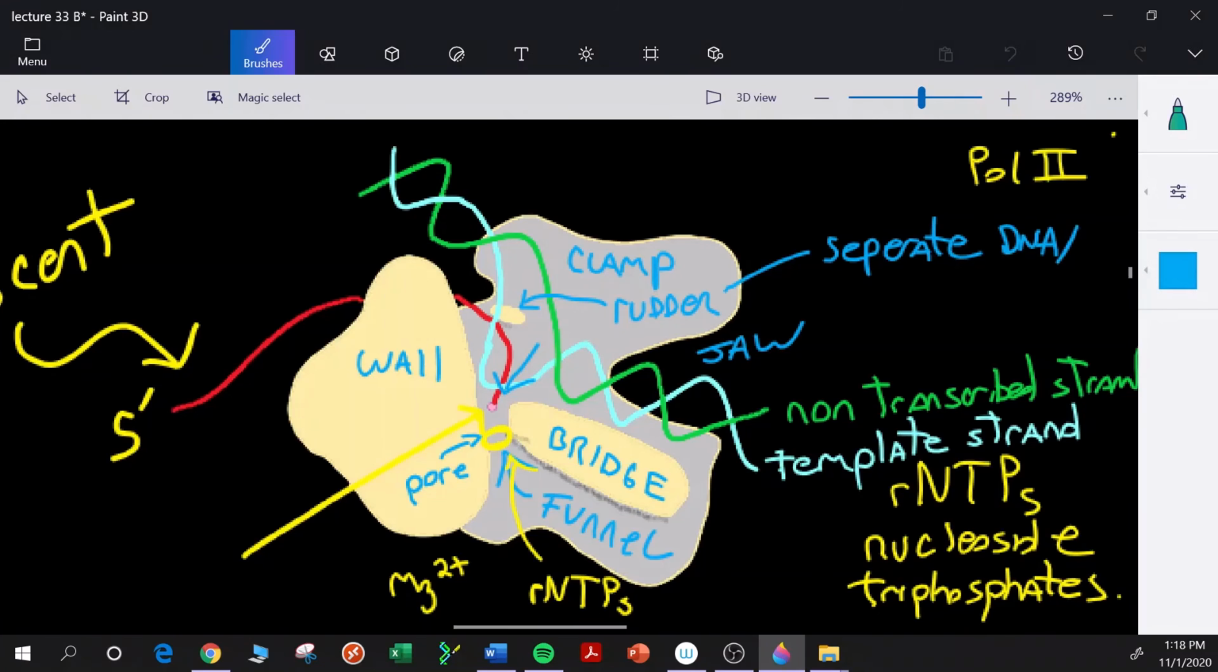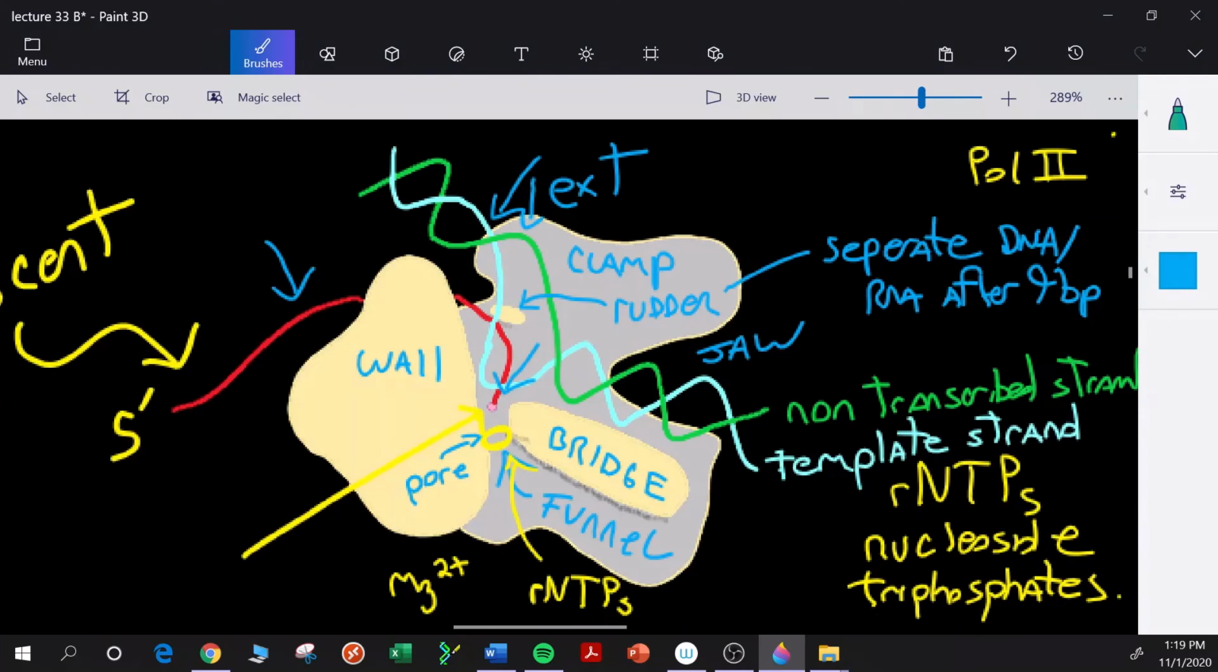So separate DNA, RNA after 9 base pairs. Okay, and so after separation, the template strand comes out through what is called the exit up here, and it can reanneal with the non-template strand, and the single-stranded nascent RNA exits also.